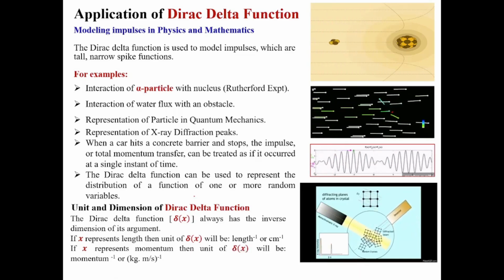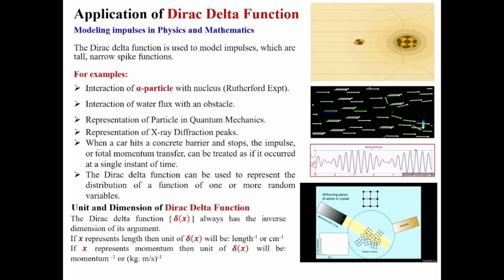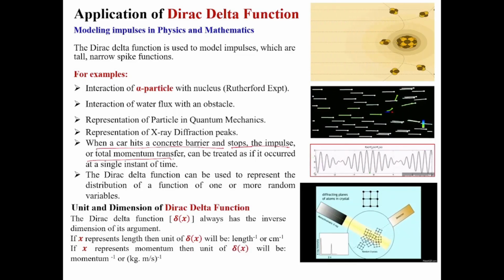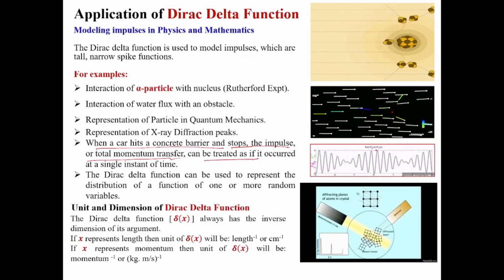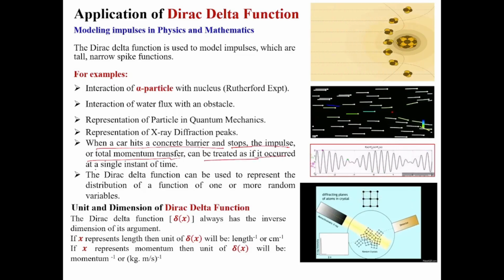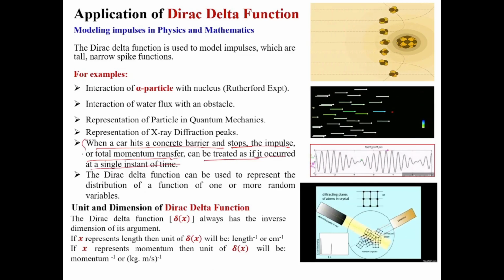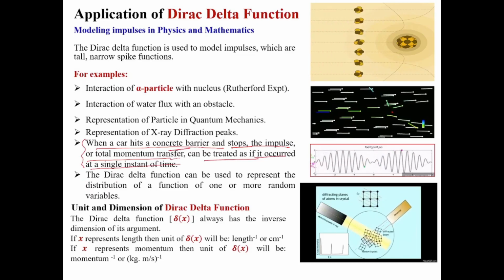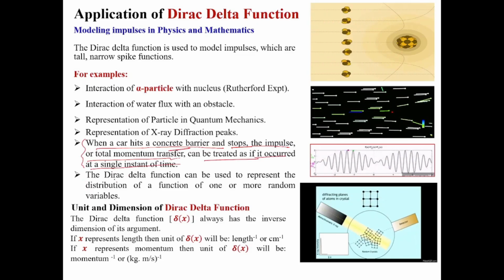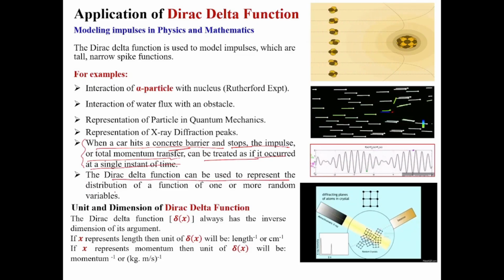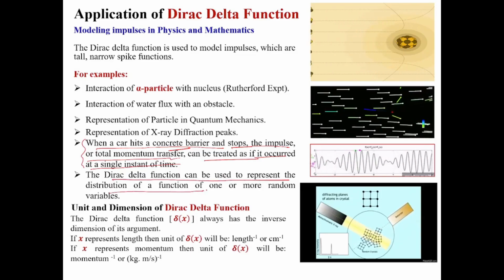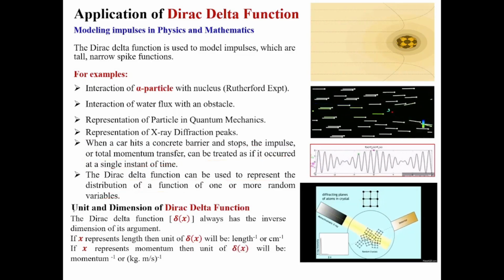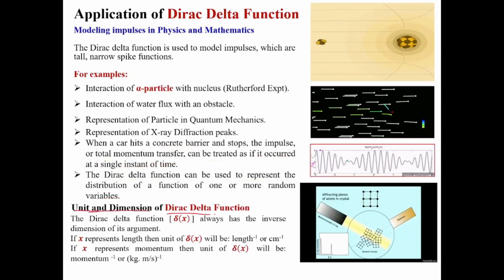Okay, the Dirac delta function: when a car hits a concrete barrier and stops, the impulse or total momentum transfer can be treated as if it occurred at a single instant of time. That means this dynamics also can be represented by the Dirac delta function when the car suddenly hits a barrier. The Dirac delta function can also be used to represent the distribution of a function of one or more random variables. Now, most important: unit and dimension of the Dirac delta function.